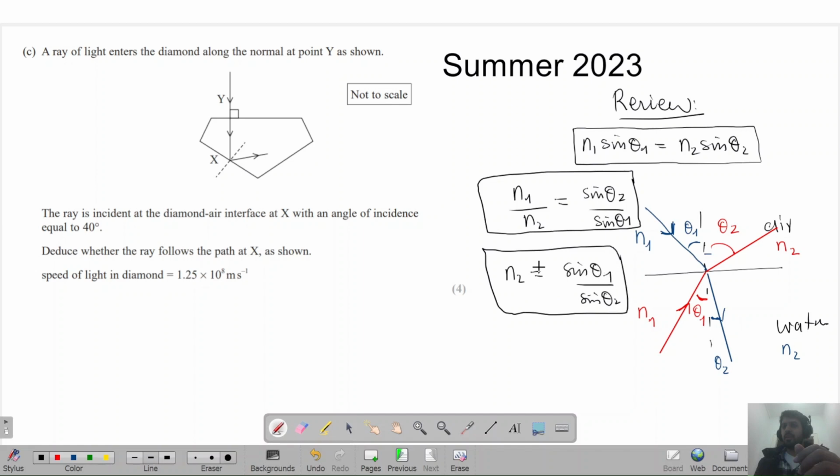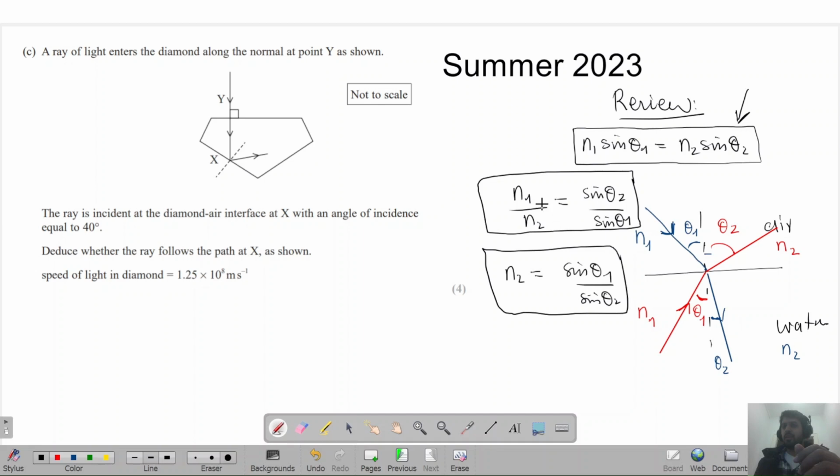But this is not a new equation. You don't have to understand or memorize it separately. It is just derived from Snell's law. So if you understand Snell's law and you know which medium is 1 and which medium is 2, you can very easily derive this equation for refractive index in terms of angle of incidence and angle of refraction.